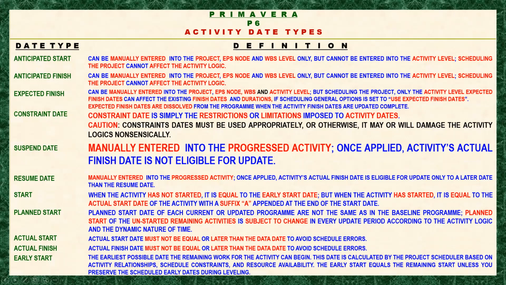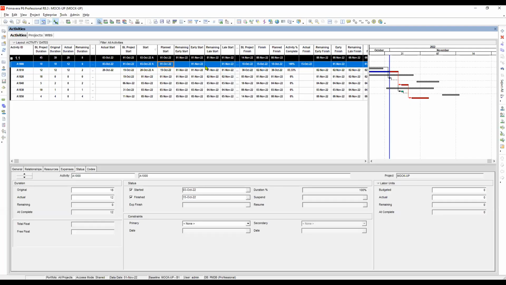So what is our own observation? So early start. Let's look at our Primavera. So this is the early start. Actually, this early start already changed, right? So when the activity has started or has not started, this early start is equal to the remaining early start.